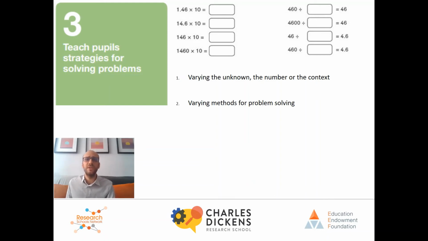As well as varying the unknown or number, you can also vary the method. We all do this quite a lot. For example, when adding two numbers, you can use a column method, various mental methods, partitioning, and so on.